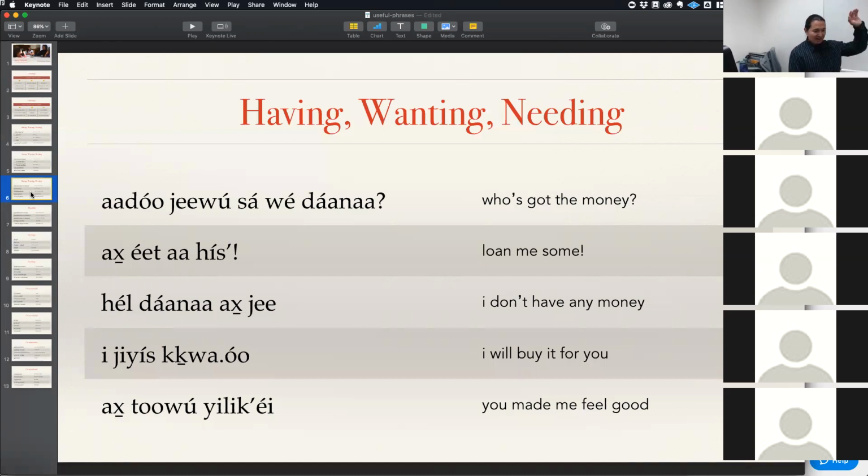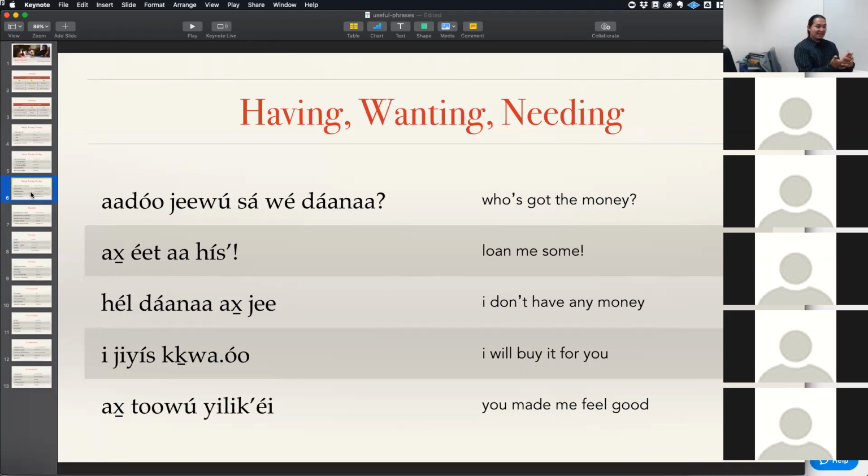Adujiwusa wegao. Who has the drum? Adujiwusa yak. Who has a boat? Adujiwusa tukatash, who has pants? I don't know.